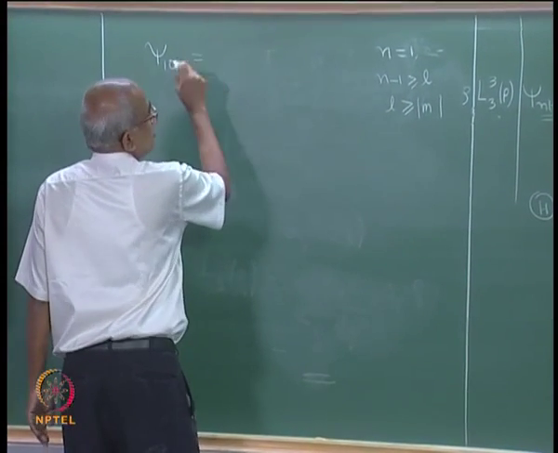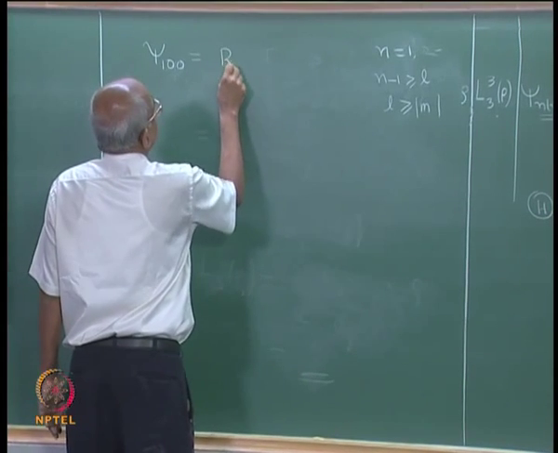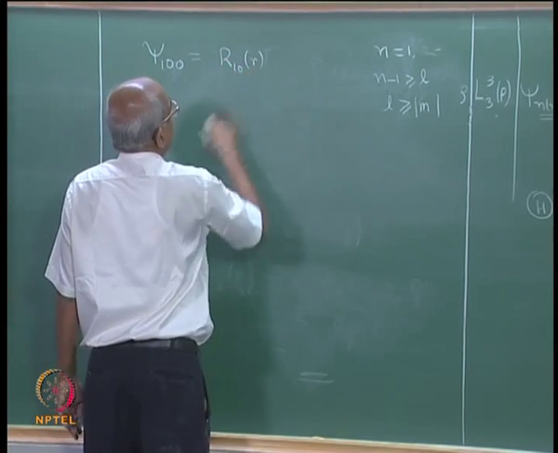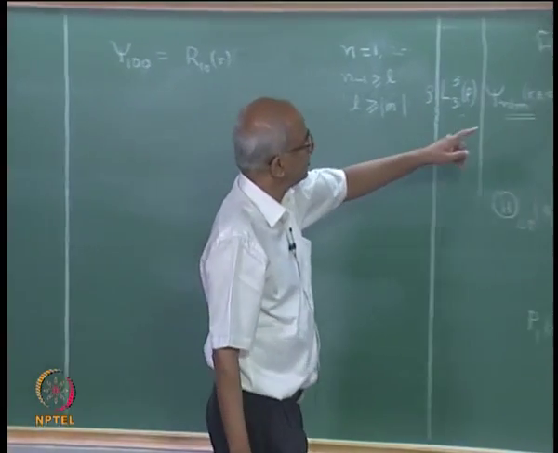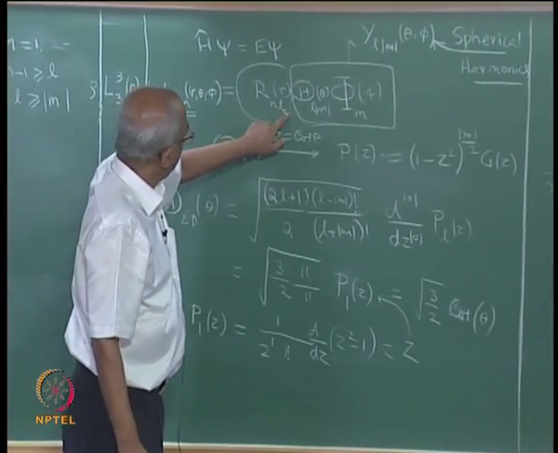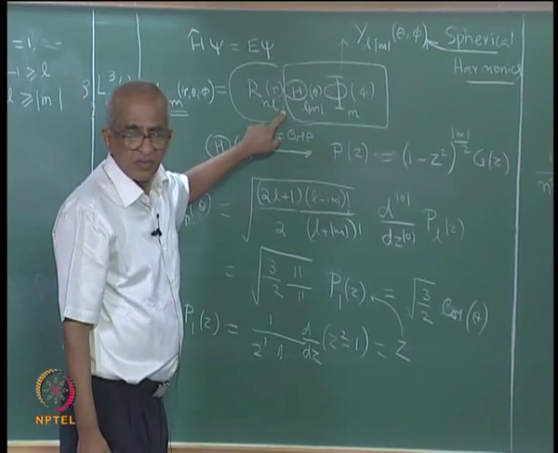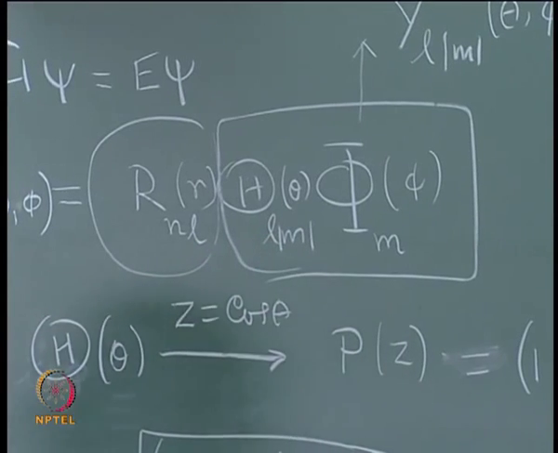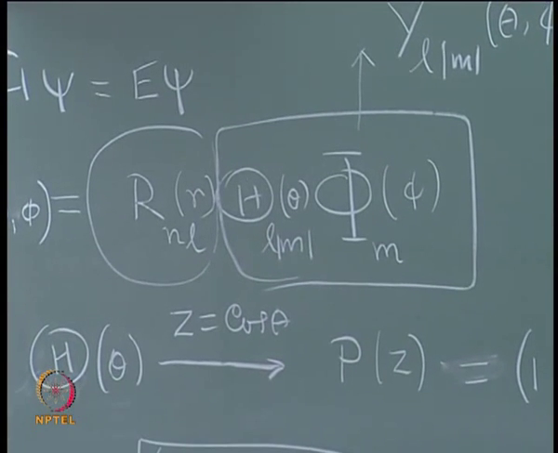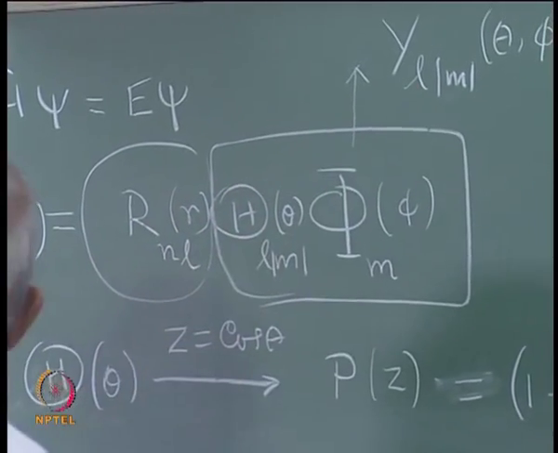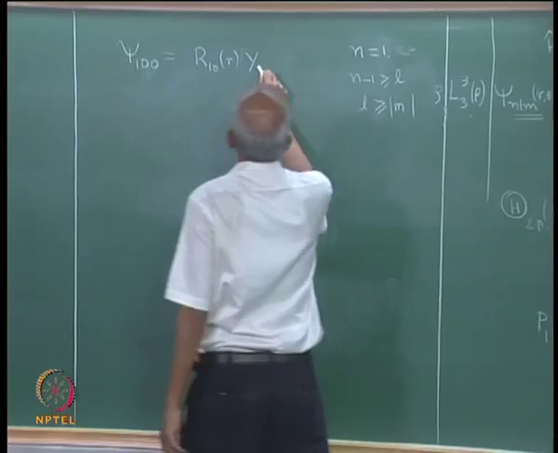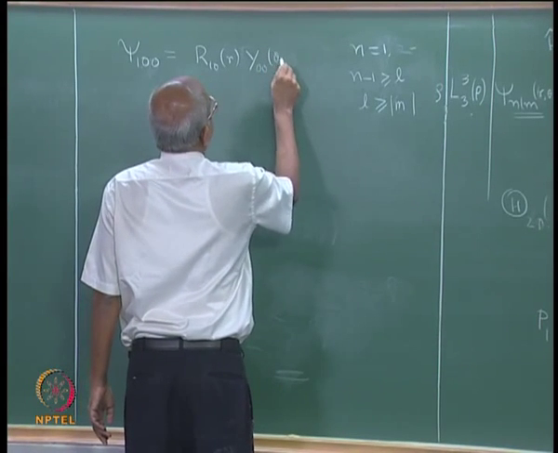Well, it is going to be R10 of small r, right. What am I using? I am using this expression R10, and the other part is capital Y. I will use the notation capital Y 00 of theta phi.